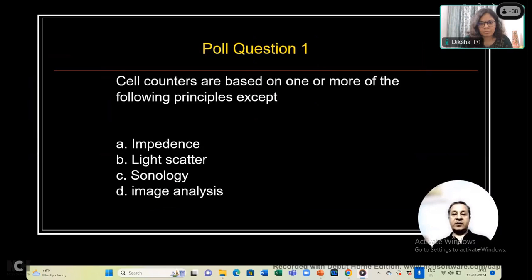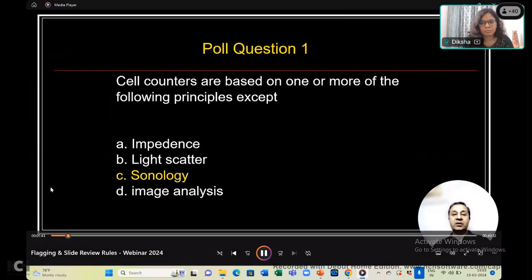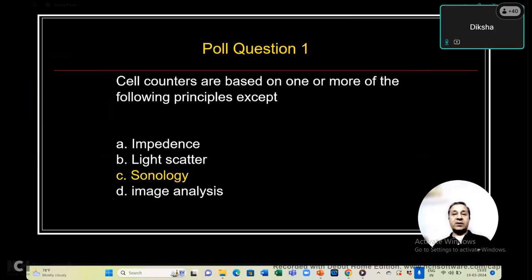The question is, cell counters are based on one or more of the following principles except. The answers are either impedance, light scatter, sonology, and image analysis. And the answer is sonology. Obviously, we know that most of our cell counters are either based on impedance or light scatter or a combination of both. And in today's day and age, we also have some analyzers which are based on image analysis.